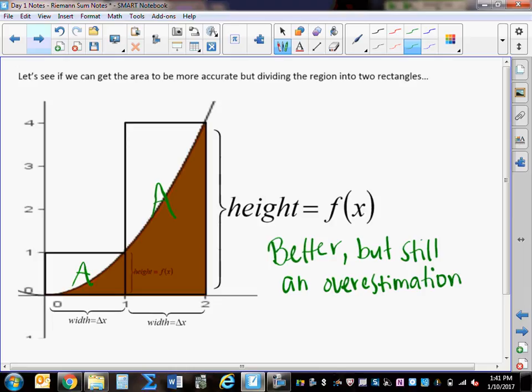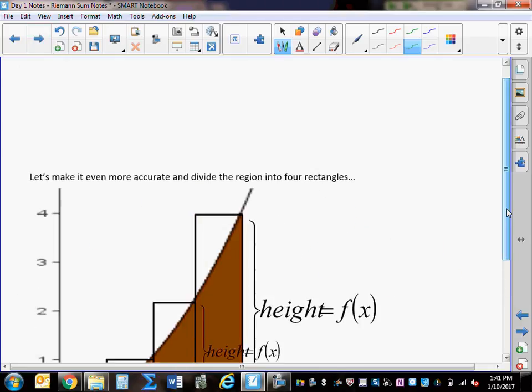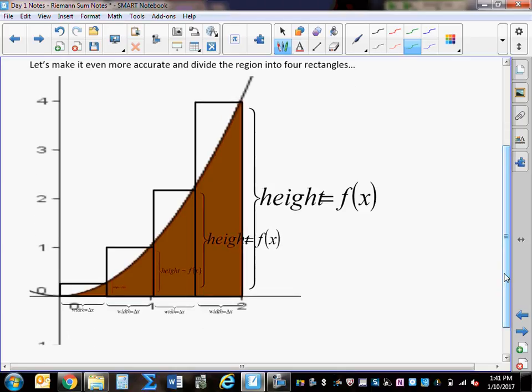Okay, so what if we decided to go with even more rectangles? Looking further down your page. Okay, so say that we had 4 rectangles. Now my rectangle widths are even smaller, it's only a half, but you'll notice there's even less white space that we would want to omit. So again, we would have to find the area of each individual rectangle, add it together, and we would get our overall approximation. Even better, but still an overestimation. And the reason why we still have an overestimation is because my rectangles end up going outside of my curve. It goes above it there.